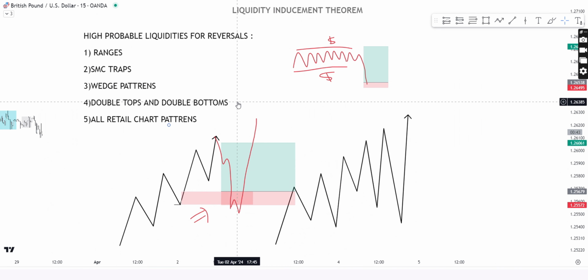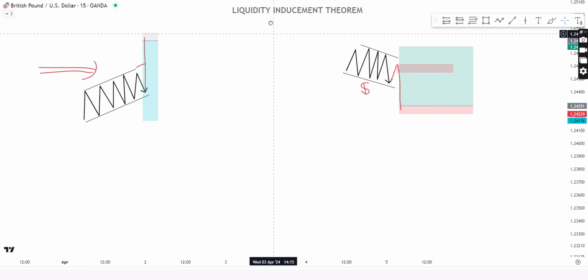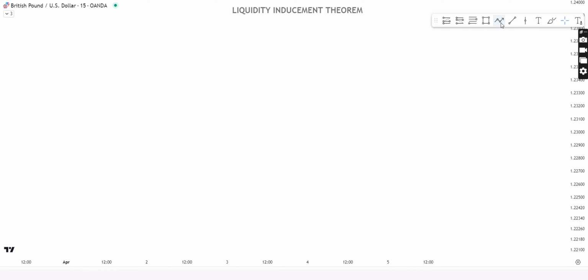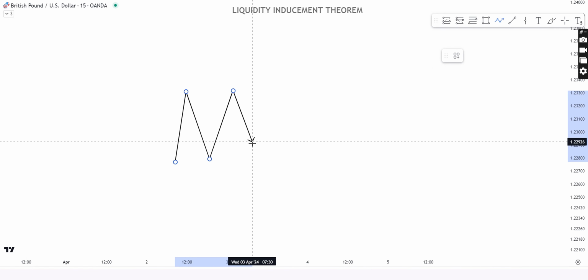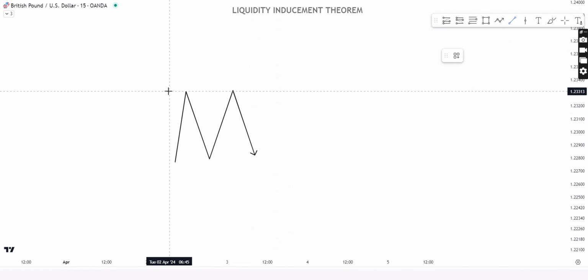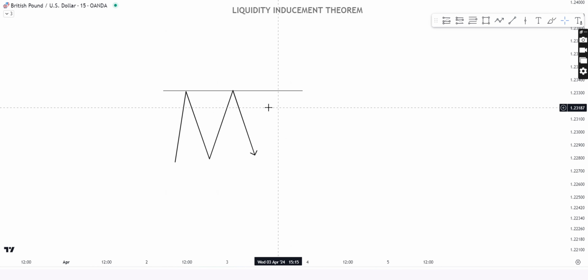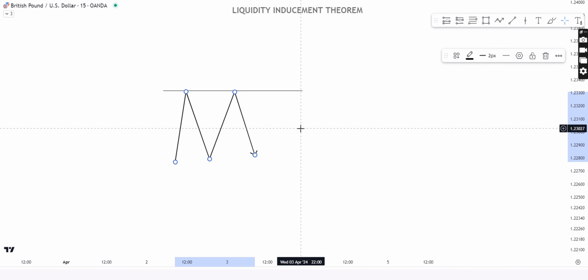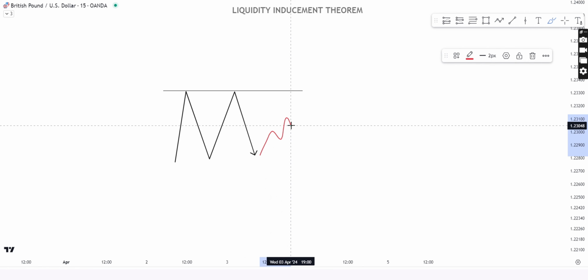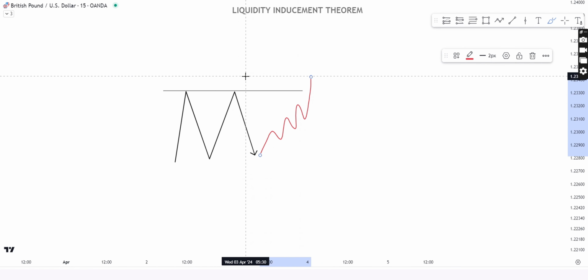And the fourth type of pattern is double tops and double bottoms, or equal highs or equal lows. You can call it any way. This is how they will look. Double tops, this is. There is a lot of liquidity residing in the equal lows or equal highs. That's why when the algorithm takes out the equal highs, we can expect the price will reverse, because there will be a lot of liquidity there.